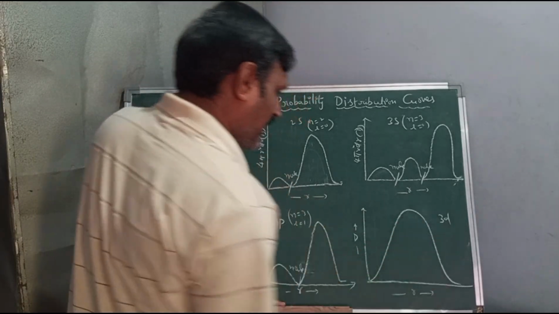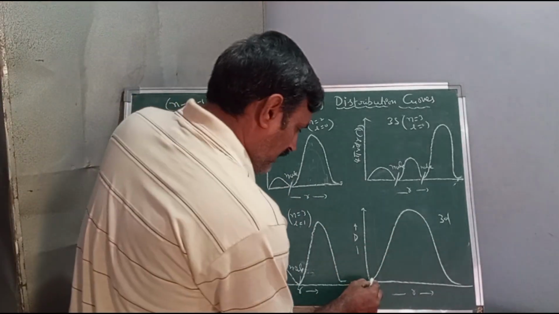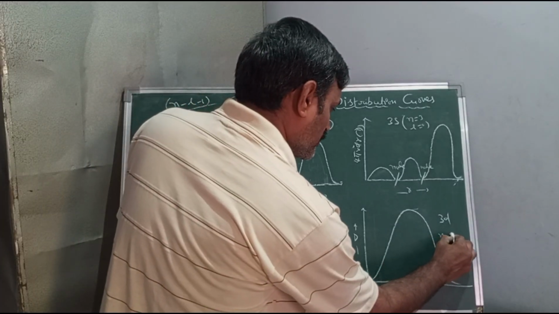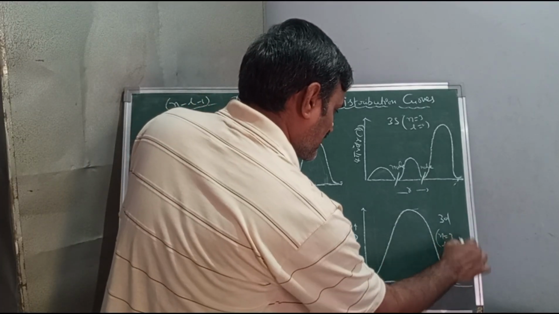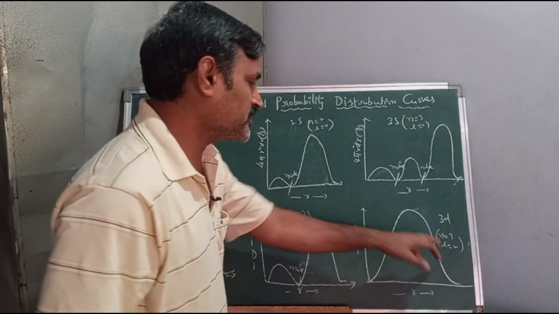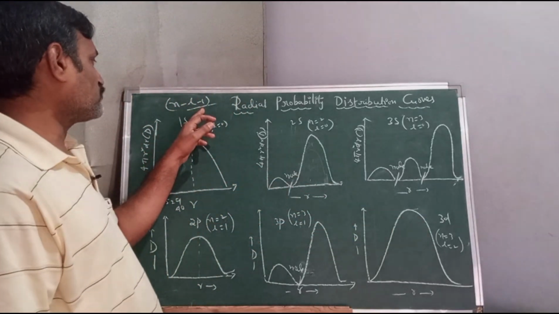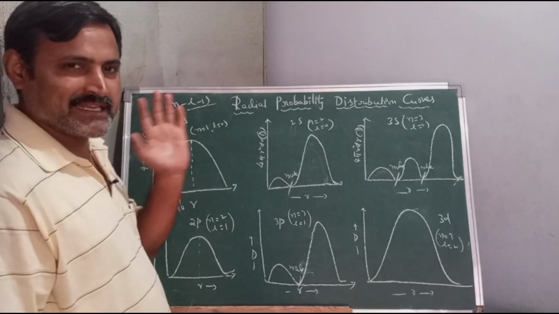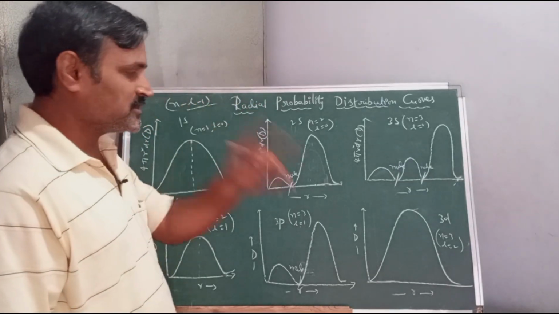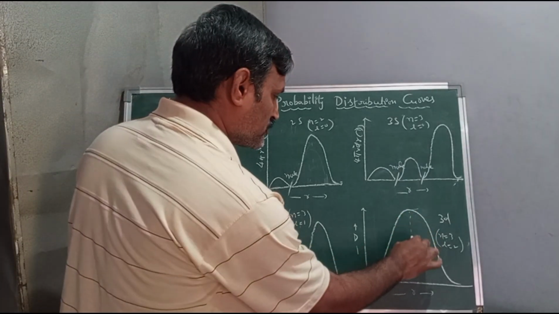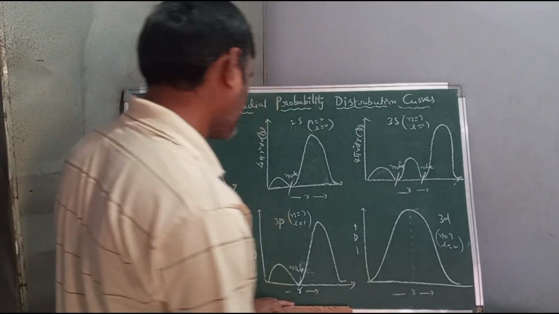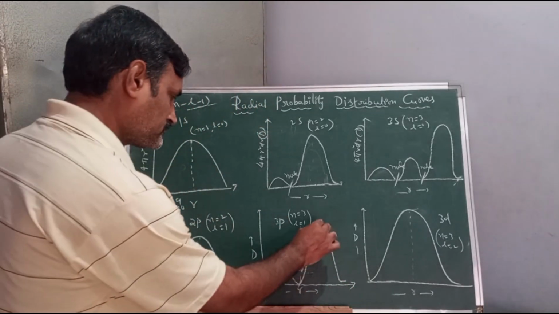Coming to the 3d orbital, in the 3d shell we have only 1 peak, where n is equal to 3 and L is equal to 2. That is why 1 peak came. You put these values in n minus L minus 1 for finding the nodes: 3 minus 2 minus 1 is how much? 0. That is why there is no node in the case of the 3d orbital.